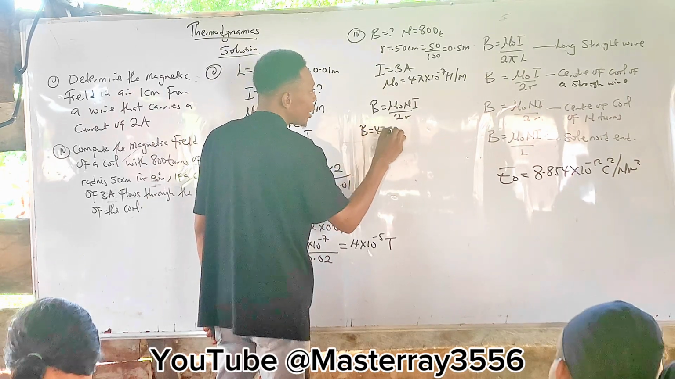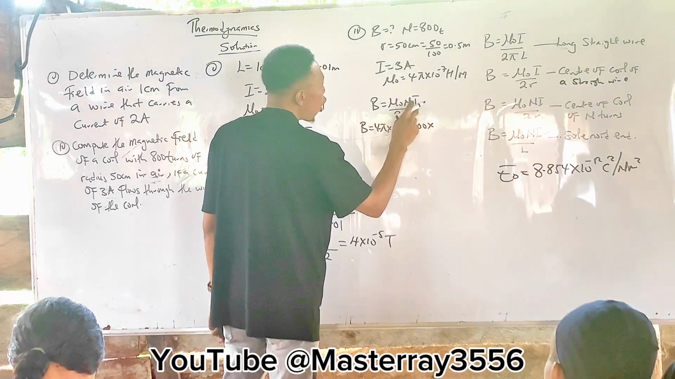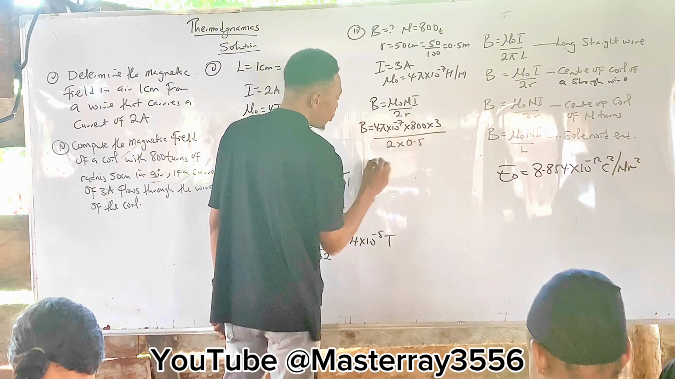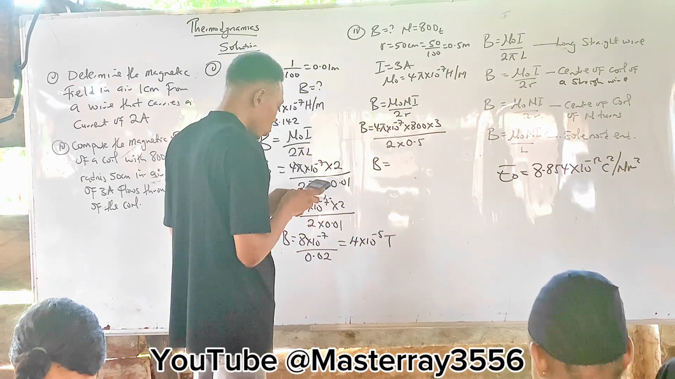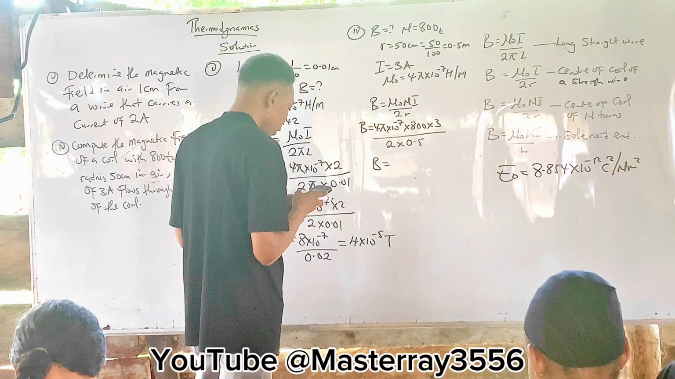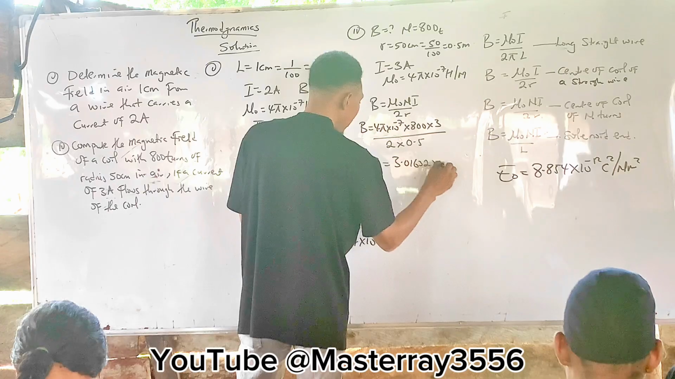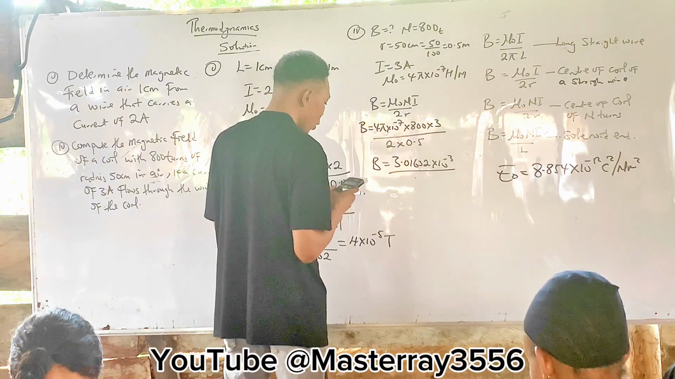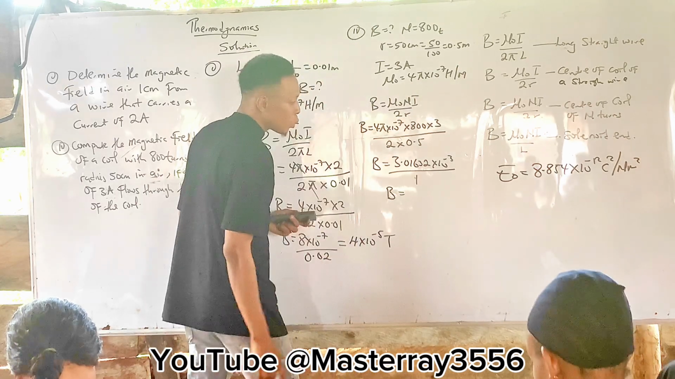So from there, B will be equal to mu naught, which is 4 pi times 10 raised to the power minus 7, times N, which is 800, times current, 3 ampere, over 2 times the radius, 0.5. So B will be equal to, multiply the numerator: 4 times 3.142 times 10 raised to the power minus 7 times 800 times 3. So we are going to have 3.01632 times 10 raised to the power minus 3, all over 2 times 0.5. That's 1, right?